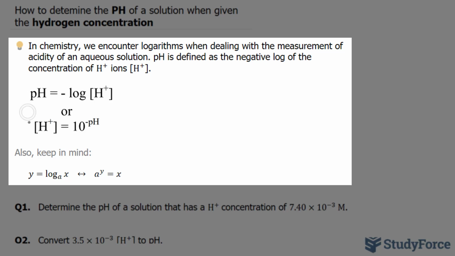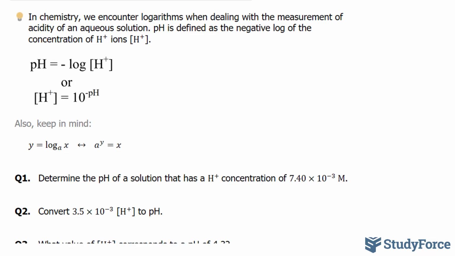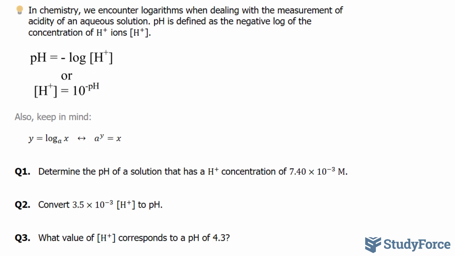You will need to know the following, and keep in mind the relationship between logarithms and exponents, and that's shown right there. Question number 1 reads, determine the pH of a solution that has a hydronium concentration of 7.40 times 10 to the power of negative 3 molars.